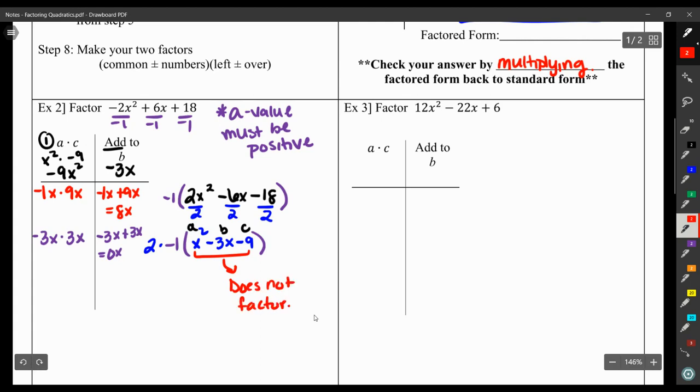So your final answer for this one is just 2 times -1, which makes -2, and then times x squared minus 3x minus 9. That's as factored as it will get. It won't go any lower than that.